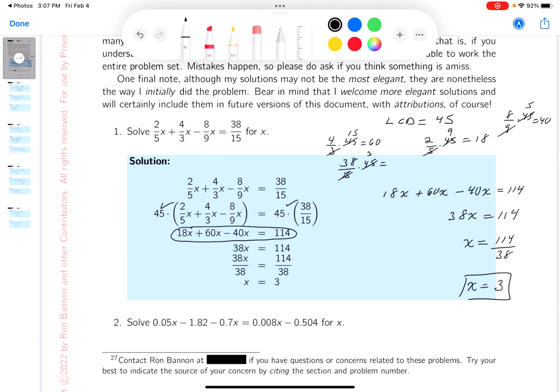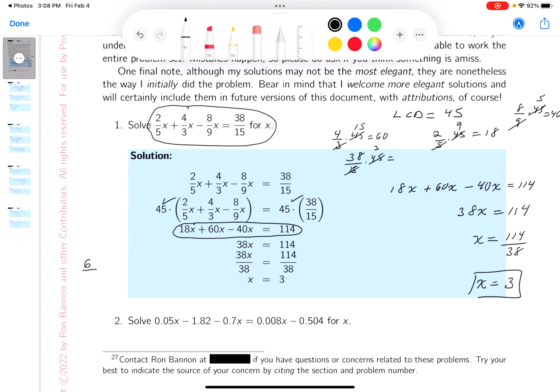Now, if you're going to check it, you'd go back to the original, and you'd plug it in. Let me do that for you. What do you get? 6/5, if x is 3, by the way, plus 4, minus, well, what'd you get there? You'd get 8. Again, if x is 3, you get 8/3. And they say that's 38/15. Right, that's a question. Is it right? Is it wrong? Did I make a mistake?